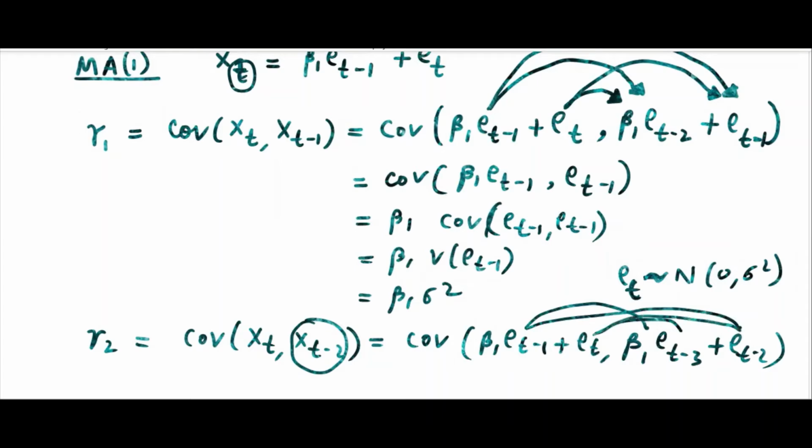So the more away you go from here, t minus 2, t minus 3, t minus 4, the more distance will be among the errors. So you will not get anything. So this is 0 here. In fact, not only gamma 2, gamma 3, gamma 4, gamma 5, gamma 6, gamma 7, all will be 0 here in case of MA1 process. You will have only gamma 1. You will have gamma 0 as well.